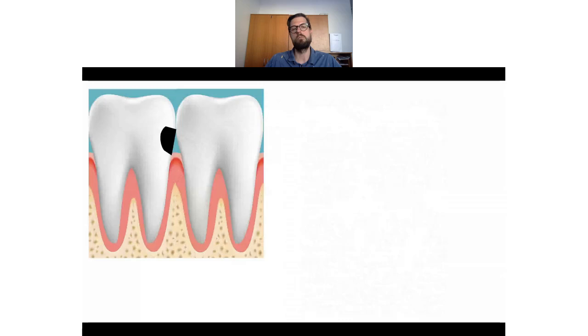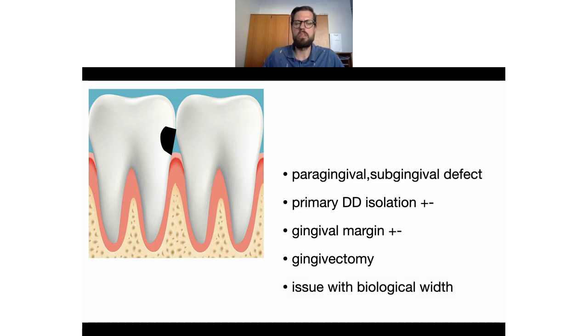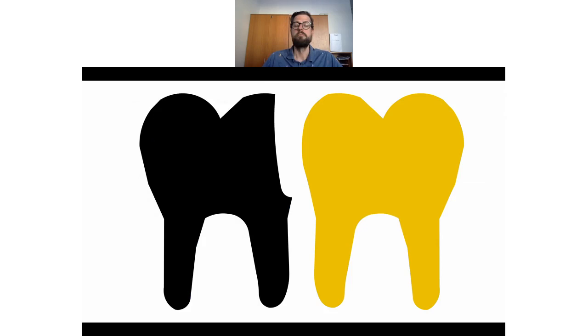So this is possible. The problems are if you have a decay near the margin, near the gingiva, so you have paragingival and subgingival defects. You can isolate primarily or not. So you must do, for example, a gingivectomy. The gingival margin is there. On the gingival margin there can be, for example, enamel or only dentin. So it's a little bit tricky down there. And in many cases there's the need to go with a gingivectomy. And we have the issue with the biological width, as I said, you know. So we must measure if we can afford to go there without osteotomy.